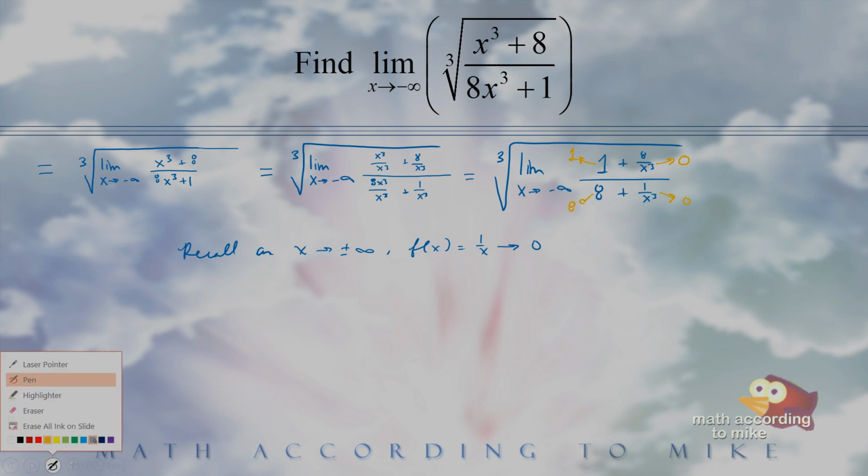Now don't forget that we have this cube root outside. The numerator is going to go to 1. The denominator is going to go to 8. What's the cube root of 1/8? 1/2.